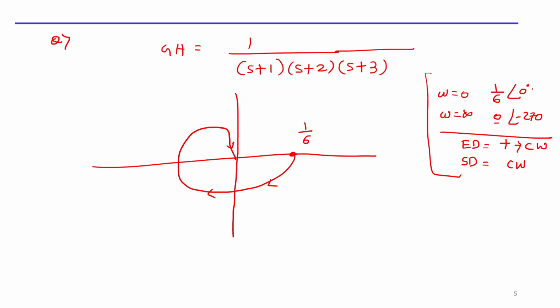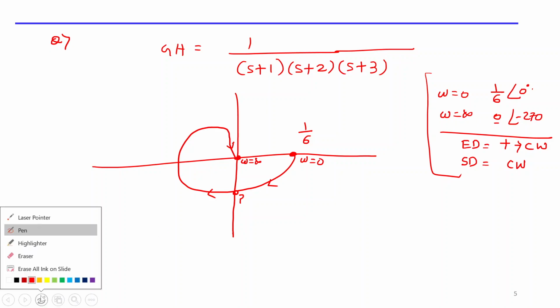Clear, sir. Now, the real question will start here. Because this polar plot, whenever you vary omega from 0 at the starting point to omega equal to infinity at the ending point, you are encountering a curve like this. So my question is, what is the value of omega at this first crossing point?